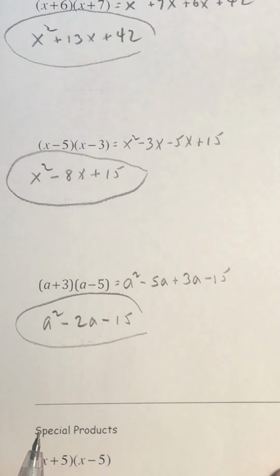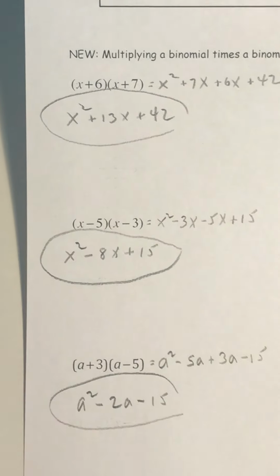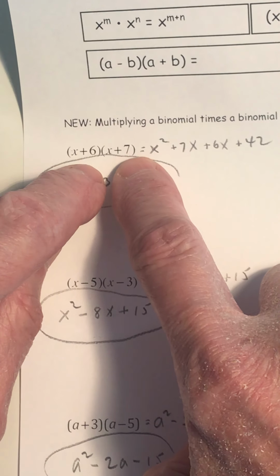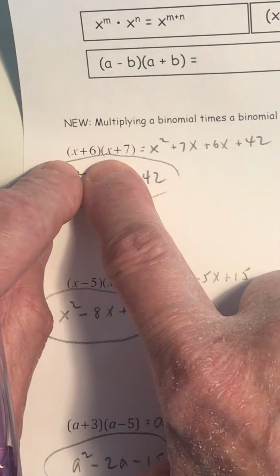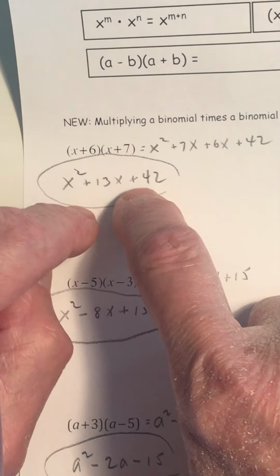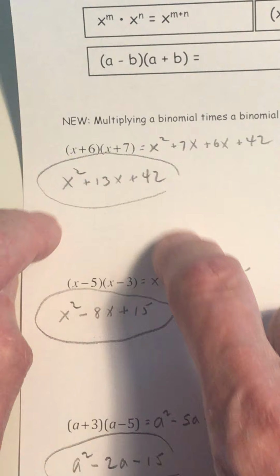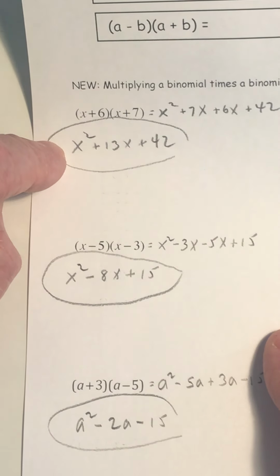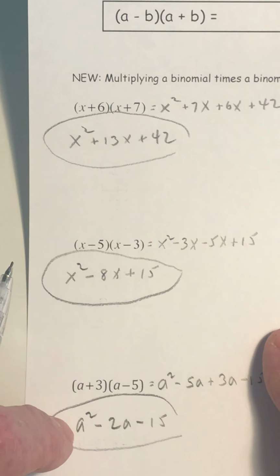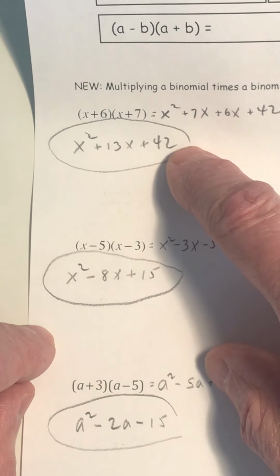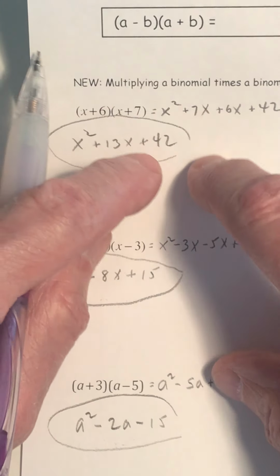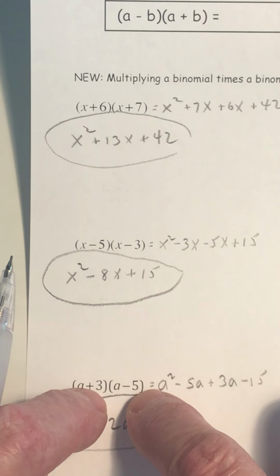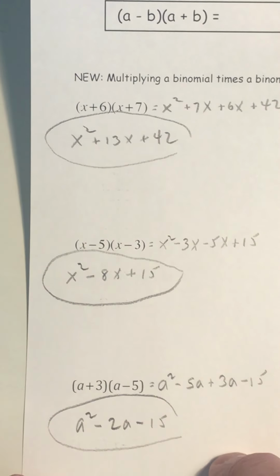Now, can we generalize anything yet? Notice in all of these you had the letter plus or minus the number in both sets of parentheses. The x or the a plus or minus a number in the parentheses being multiplied. And every one of them, the answer is the variable squared, the letter squared, x squared, a squared. And the number at the end is just the product of the two numbers, 6 times 7, negative 5 times negative 3, and then positive 3 times negative 5.